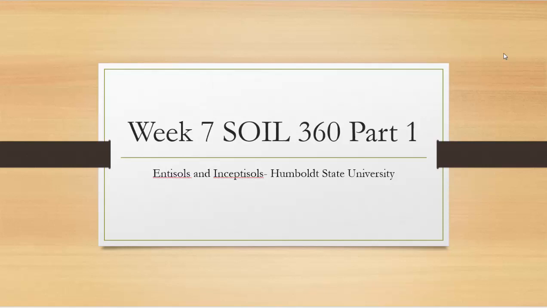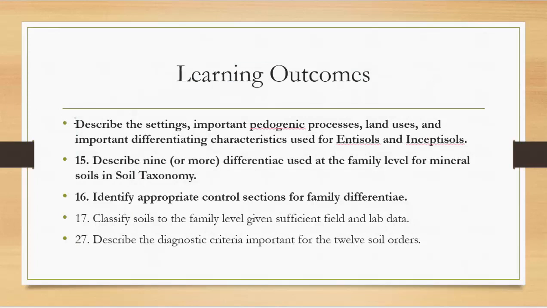Everyone, this is week 7, Soil 360, part 1. In this section, we're going to talk about Entisols and Inceptisols, two soil orders that are pretty important for wildland soils. Our learning outcomes for this material are to describe the settings, like where they occur geographically, the important pedogenic processes, if any, land uses, and other important differentiating characteristics used for Entisols and Inceptisols.